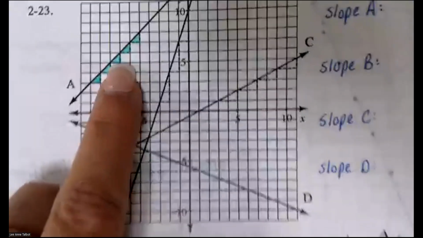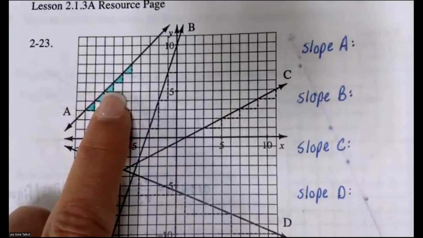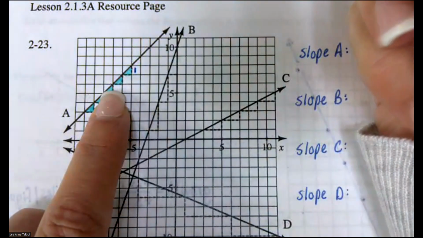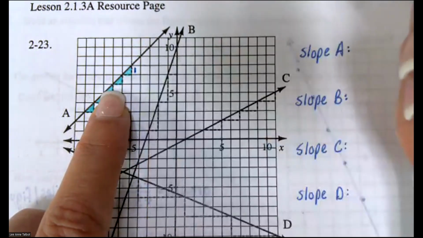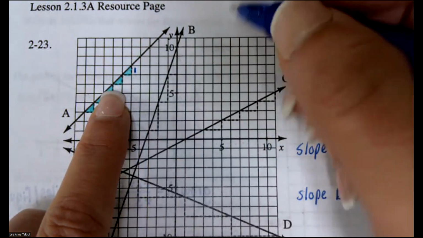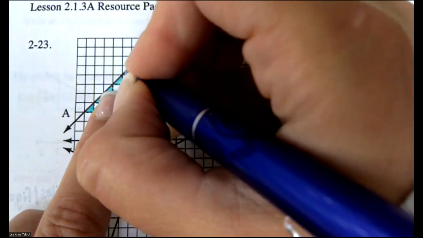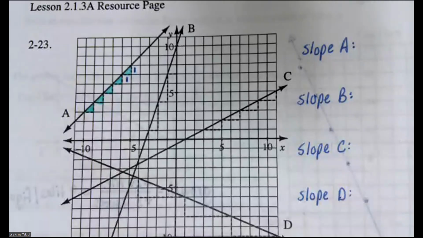Okay, what we learned yesterday is slope is rise over run. So I'm going to take one of the little triangles and see how many boxes it goes up. I just wrote a 1 there because it goes up 1 box. So the rise is 1 and it goes over 1 box.